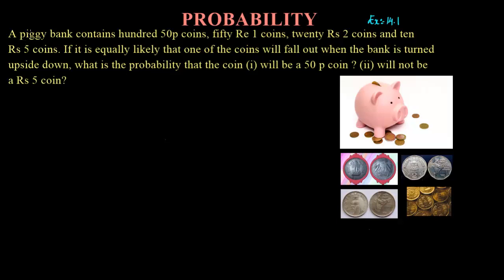So a piggy bank contains 150 paise coin. So let me just write this data. 50 paise coin, how many are there? 100. Then 1 rupee coin. So there are 50 coins which are 1 rupee coin. 50. Then 2 rupee coin. So 2 rupees coin.